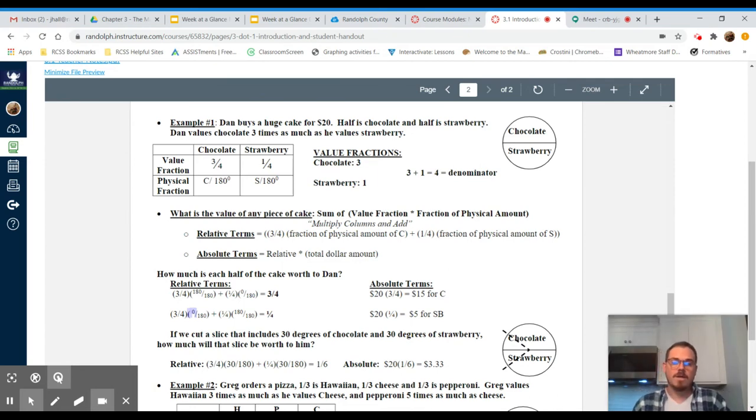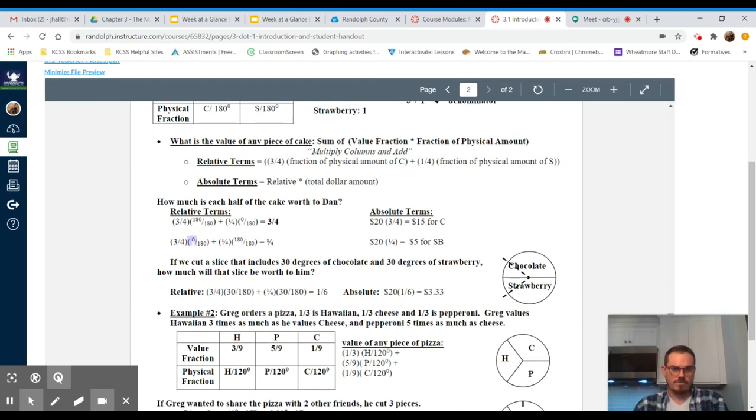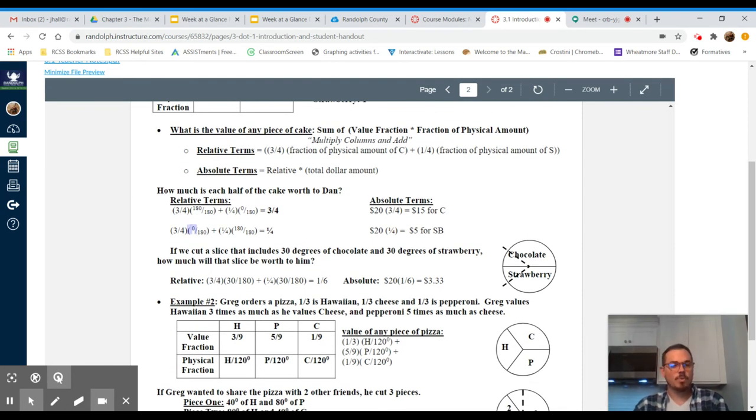All right, let's talk about this in absolute terms. Absolute terms, it's $20 for the huge piece of cake, right? So what is it worth to you? What would it be worth to Dan to have all of the chocolate cake, right? If you were to ask him, how much do you think that this is 3 times as good as strawberry, right? You paid 20 bucks for the entire piece of cake. Well, that would mean that you think that this half of chocolate is worth 15 bucks.